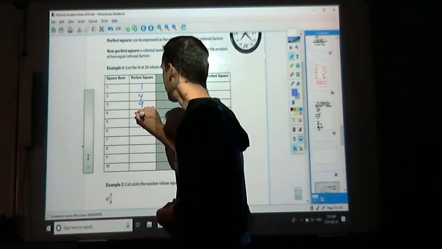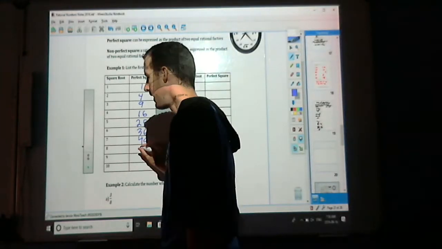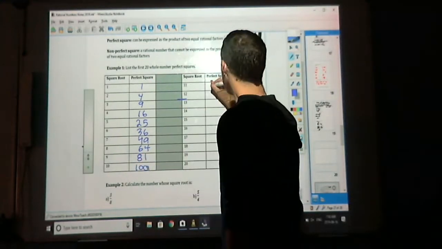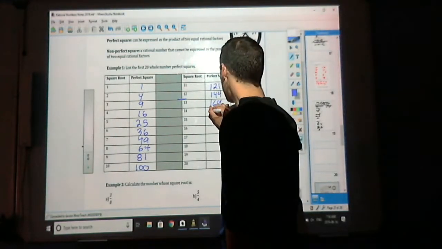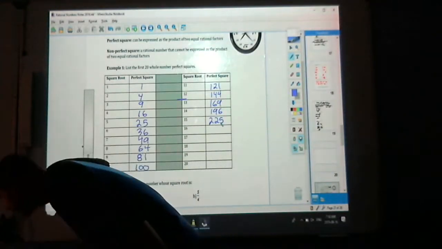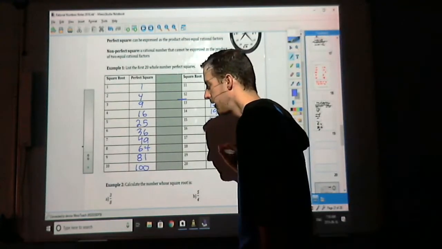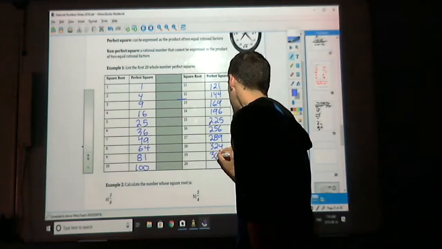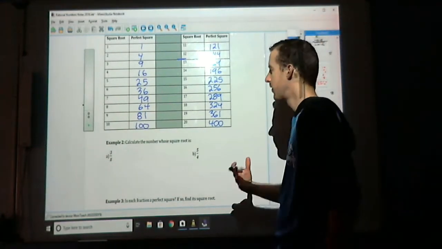So let's keep going. So 4 times 4 is 16. 5 times 5 is 25. And we keep going down the line. 100. Okay, then we go 121, 169. And this is where I stop to remember them off the top of my head. 225, 256, 289, 324, 361, and 400. Awesome. Okay. So this table is going to be helpful just to go back, refresh, and remember what it is.